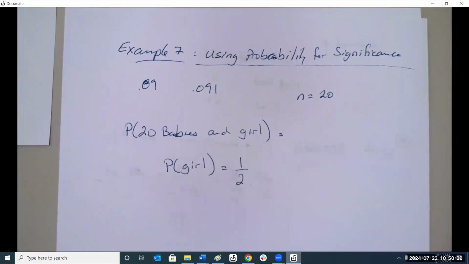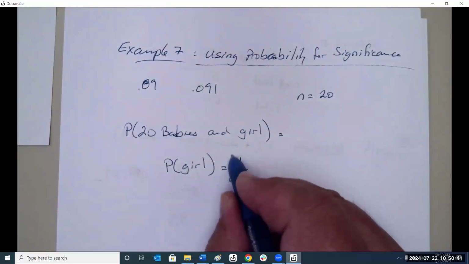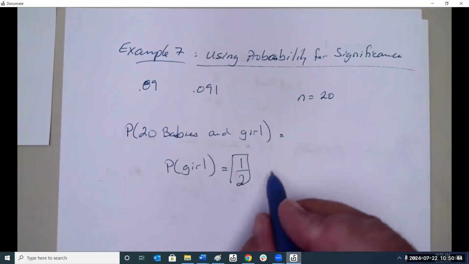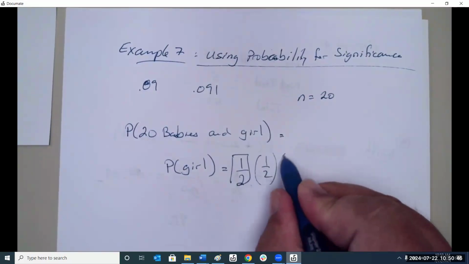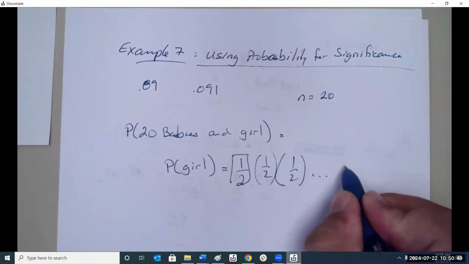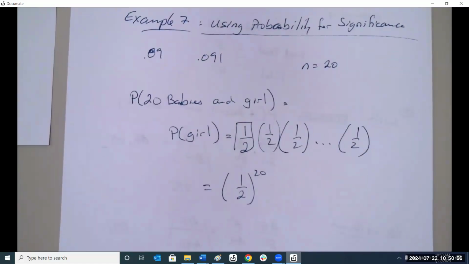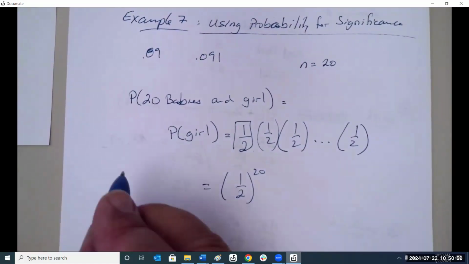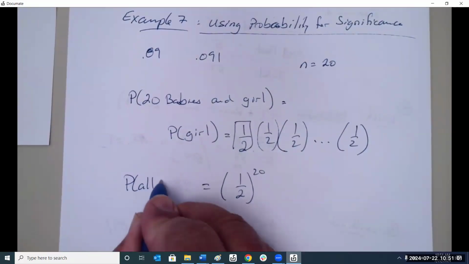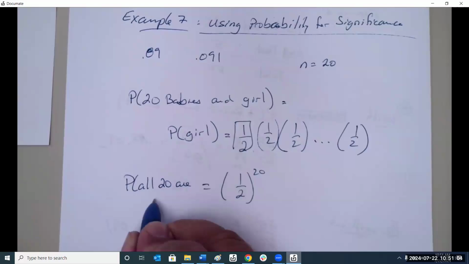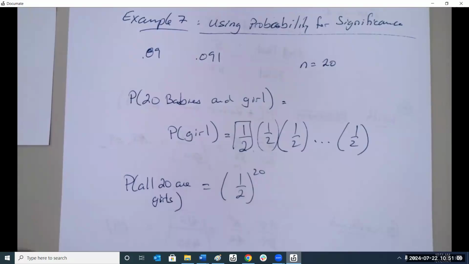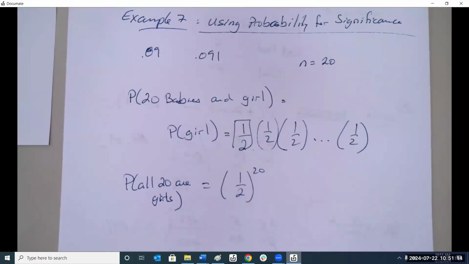Now this happens 20 times. This was the first event. The next one was 1/2. The next one was 1/2. We do this 20 times, what we end up with is that probability. The probability that all 20 are girls. So 0.5 to the 20th power.